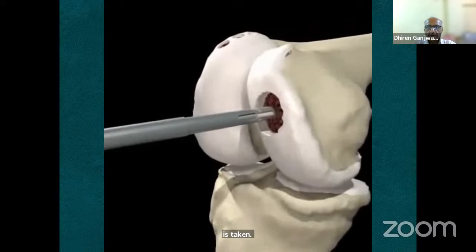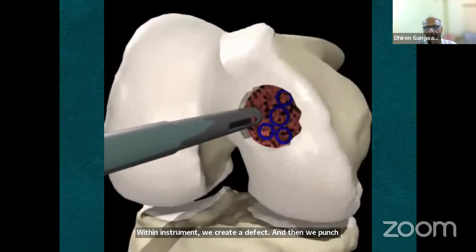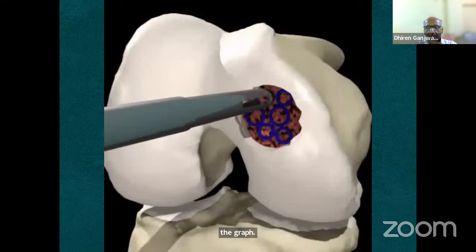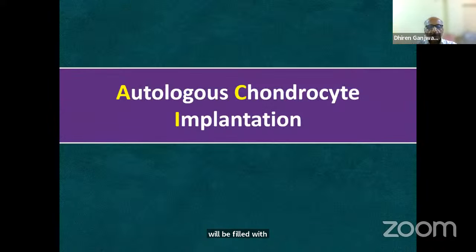With the instrument, we create a defect and then we punch the graft. Depending on the size of the lesion, multiple grafts are inserted, and you can see that ultimately that forms. The gap between the dowel grafts will be filled with fibrocartilage. We are not going to discuss the long-term results because I don't think that the postgraduate should focus on that part. I just want to clarify the idea or the concept.